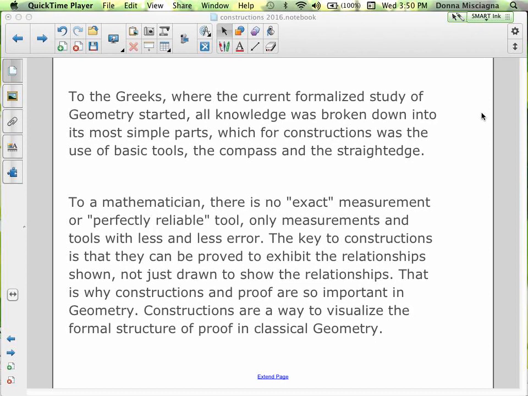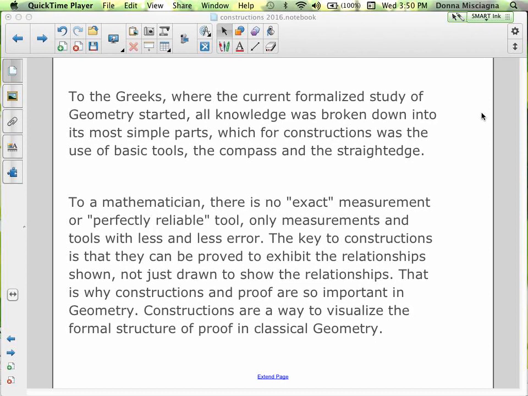A straight edge is just a ruler without numbers. We'll be using rulers because I don't have straight edges, but we'll be ignoring the numbers. To a mathematician, there is no exact measurement or perfectly reliable tools. Only measurements and tools with less and less error. So rulers and protractors are only as good as your eyes are at seeing those measurements, being able to figure out exactly where an angle or a segment ends. And then protractors and rulers get worn down, so maybe their measurements aren't exact.